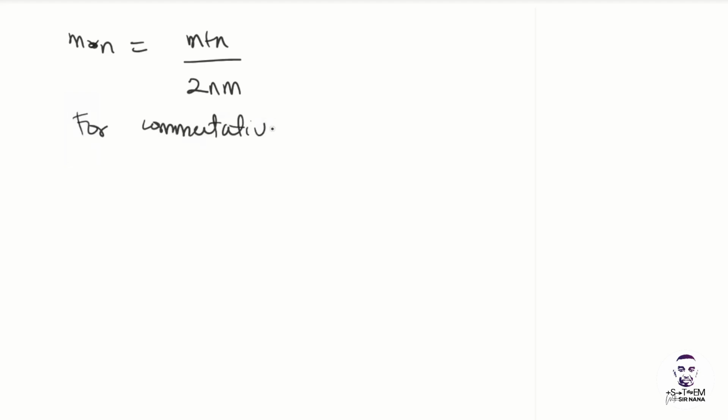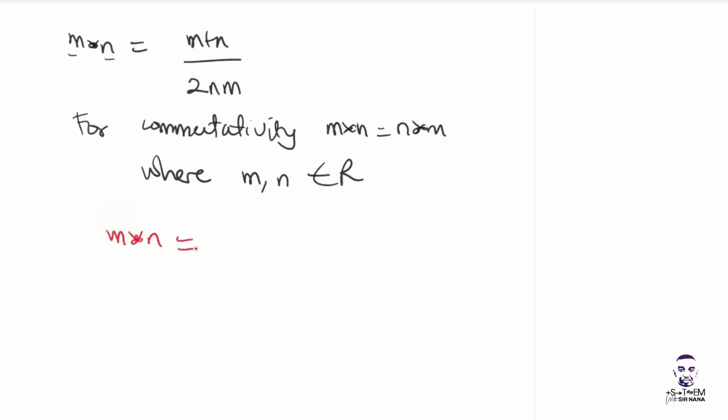For commutativity, in determining, we always have to write the rule. So commutativity: m operation n is equal to n operation m, where m and n are members of the real number system. Now let's consider the first part, m operation n. That is what we have in the question, so we just write it out: m plus n all over 2nm. Let's call this equation 1.